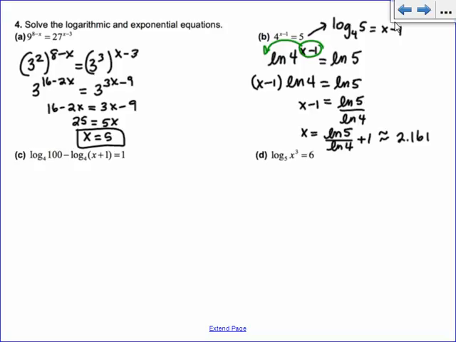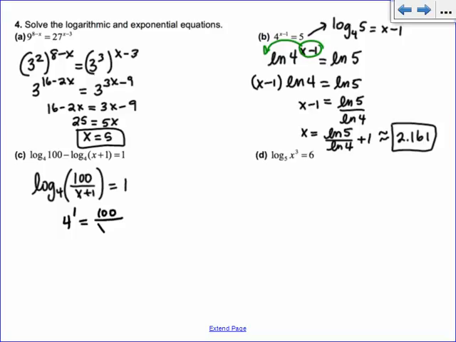All right, when we have logarithms that are subtracted, we can combine those into one logarithm with division. So we're going to have log base 4 of 100 over x plus 1 equals 1. And then we switch forms. So we do 4 to the 1 equals 100 over x plus 1.